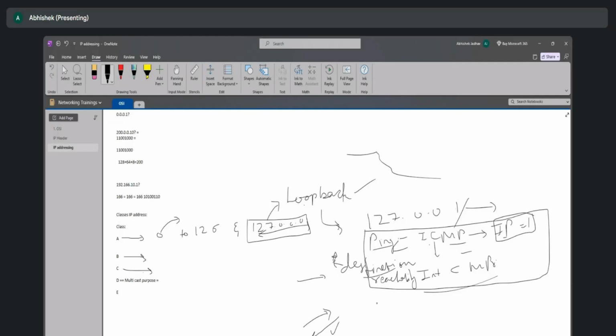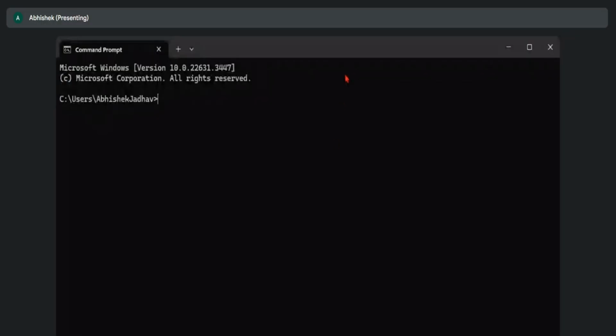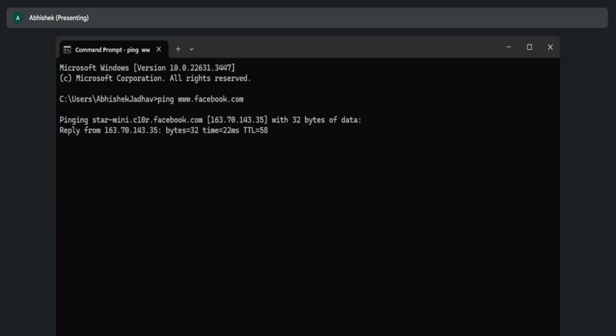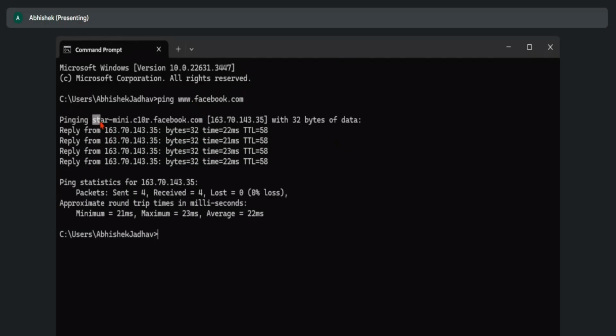Okay. Now let me see if I'm able to present this. Okay, great. So I believe you're able to see my command prompt screen now, right? On the command prompt screen, I try to ping www.facebook.com. Now you can see I pinged facebook.com. It is trying to go to this particular destination.